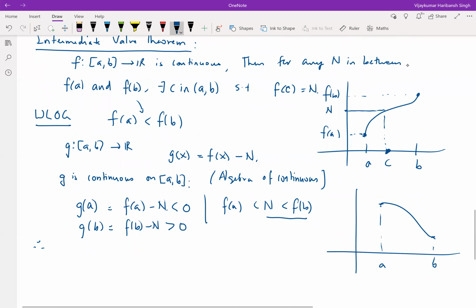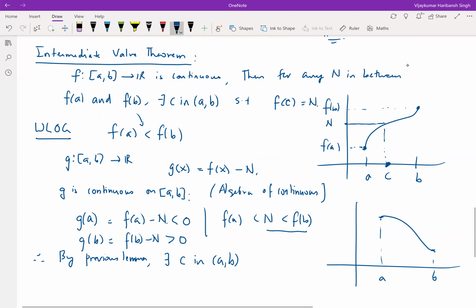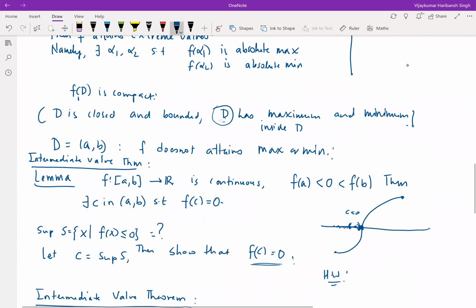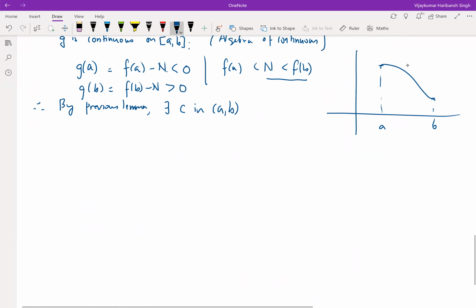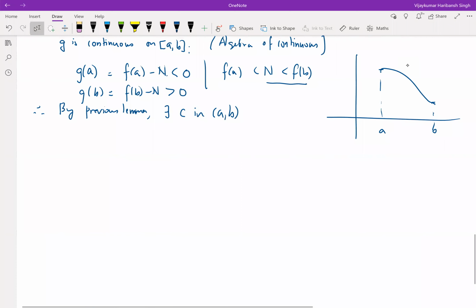Therefore, by the previous lemma, there exists c in (a,b). Why the open interval (a,b)? Because n is in between. If you go back to the previous lemma, it says that c is in the open interval (a,b) such that the function value at c is 0. So we get a c in (a,b) such that g(c) equals 0, that is f(c) minus n equals 0, or f(c) equals n. And there you go, you're done.